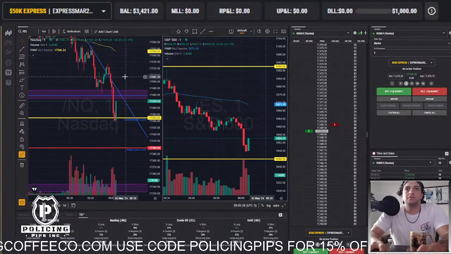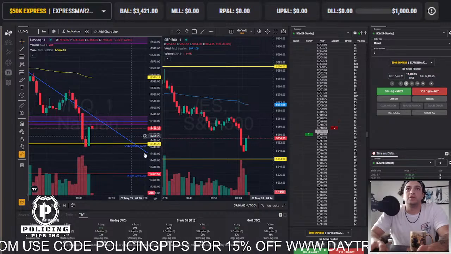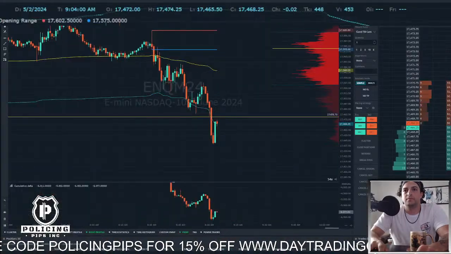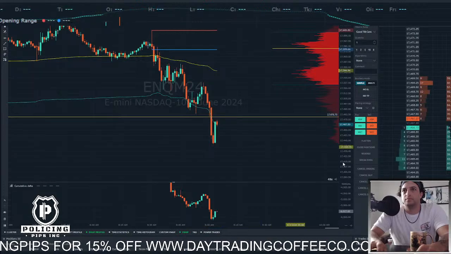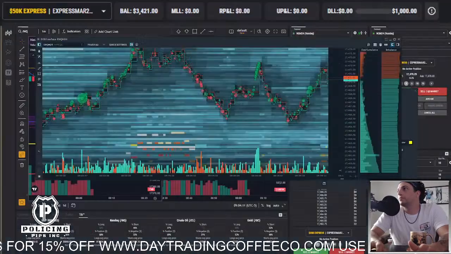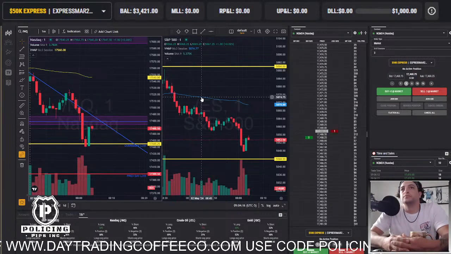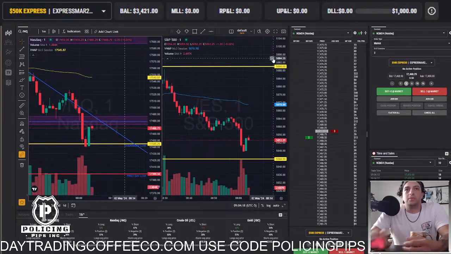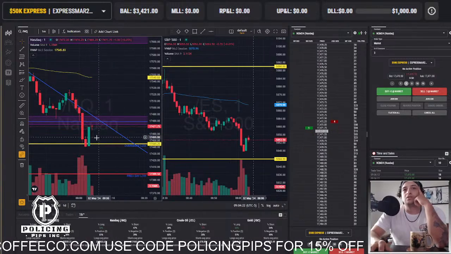False breakdown, recovery, breakout above this trend line, possible long opportunity there. I think that holds. Like I said, it's all about timing, 45 to 65. That's a 20-point move there that you could have taken a long off the bottom.